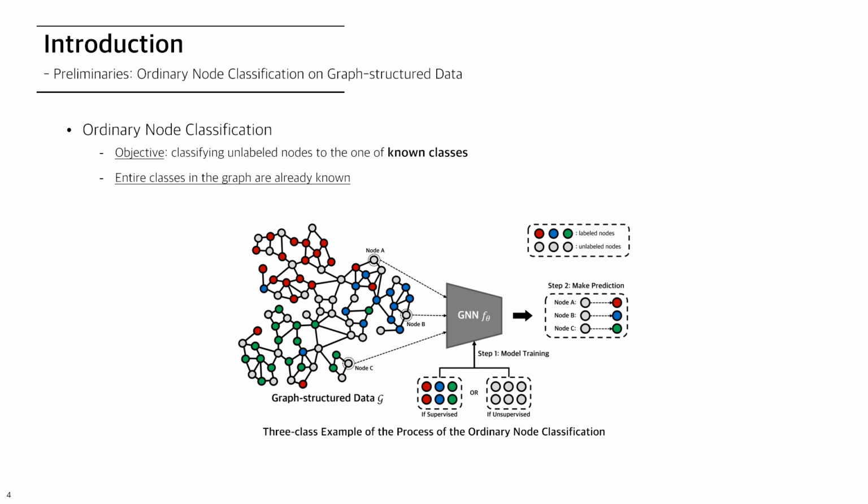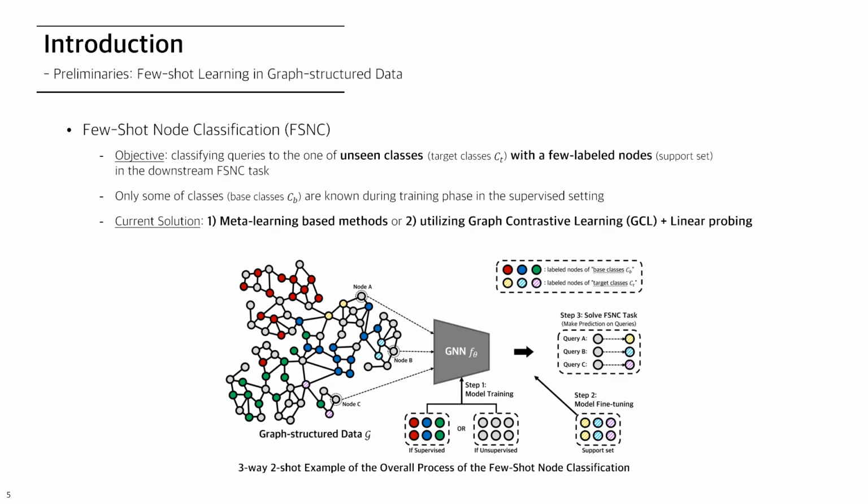To understand our task, few-shot node classification on graph structure data, let us first look at the ordinary node classification task. The ordinary node classification task requires a model to classify unlabeled nodes into one of the known classes. However, in the few-shot node classification task, the model has to predict unlabeled nodes into one of the classes unseen during training. To solve this task, recent researchers tried to develop graph meta-learning based methods, or just applied graph contrastive learning with a fine-tuned linear classifier.